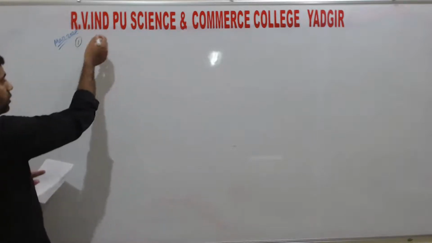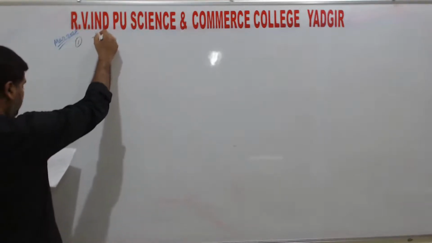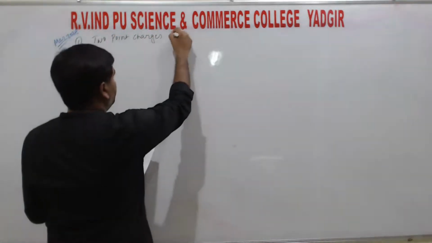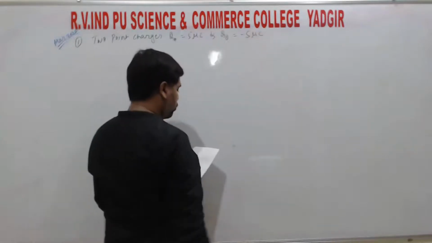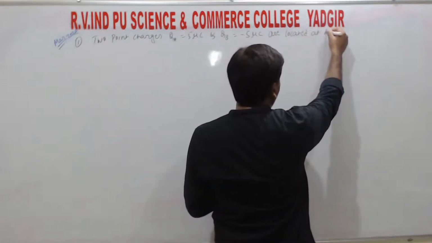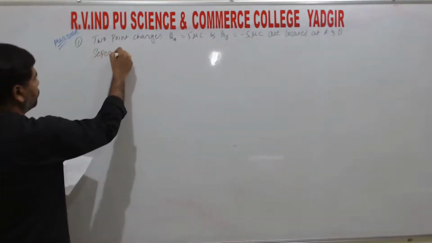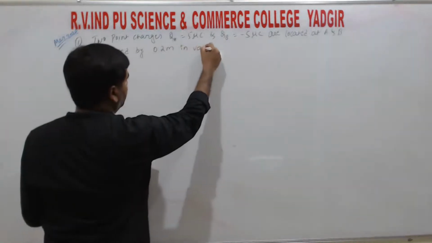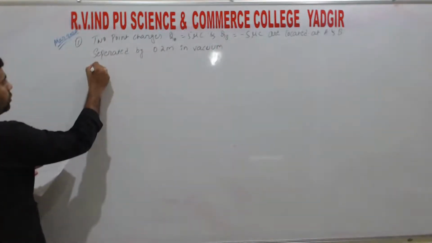Two point charges. This question is also repeated. In 2017 or 18 they asked the same problem, but the numerical values were different. Two point charges, QA equals 5 microcoulomb and QB equals minus 5 microcoulomb, are located at A and B, separated by 0.2 meter in vacuum. So here we have two questions.